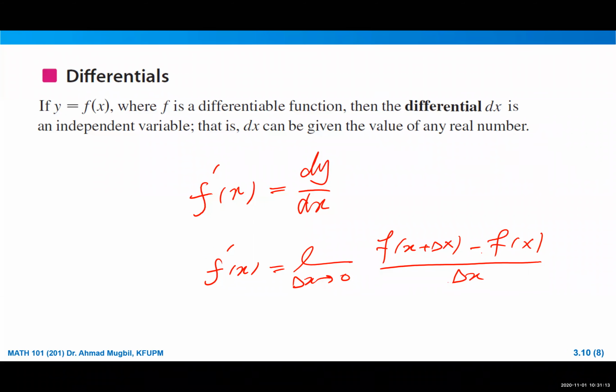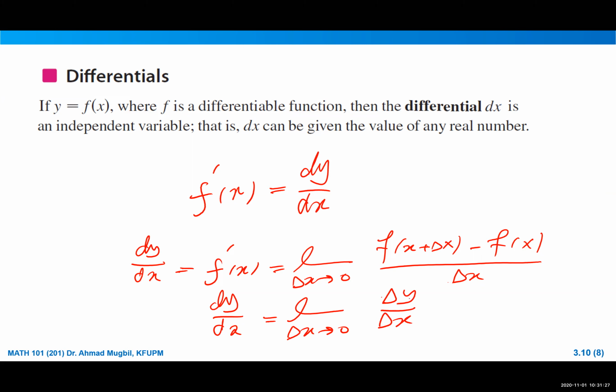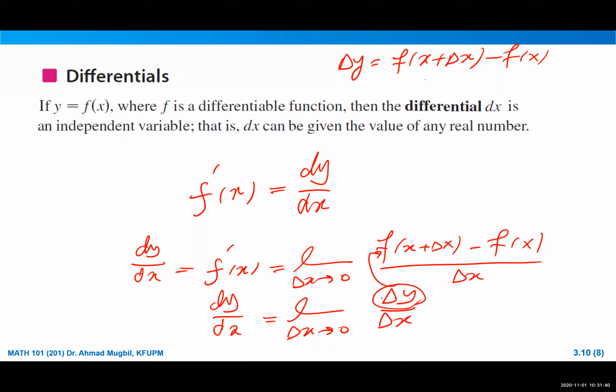So now, usually we call this dy dx. Usually we say that dy dx is equal to the limit as delta x goes to 0 of delta y over delta x. What is delta y? Delta y is the value of the function at x plus delta x minus f of x. What is delta x? It is the h, the difference between the two values of x. This is the horizontal change, and this is the vertical change.